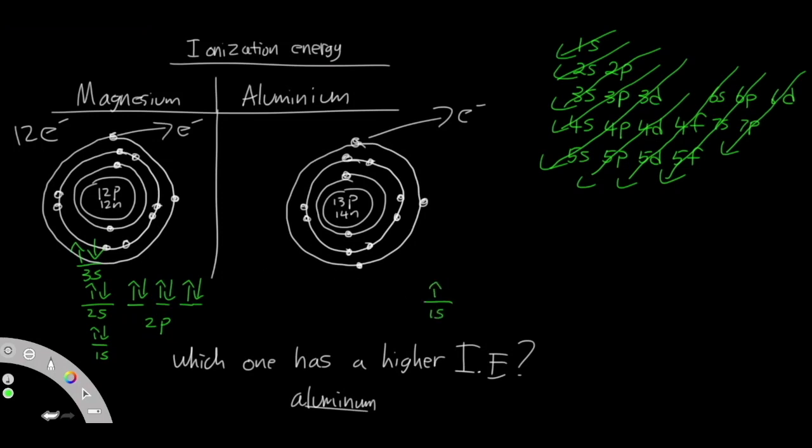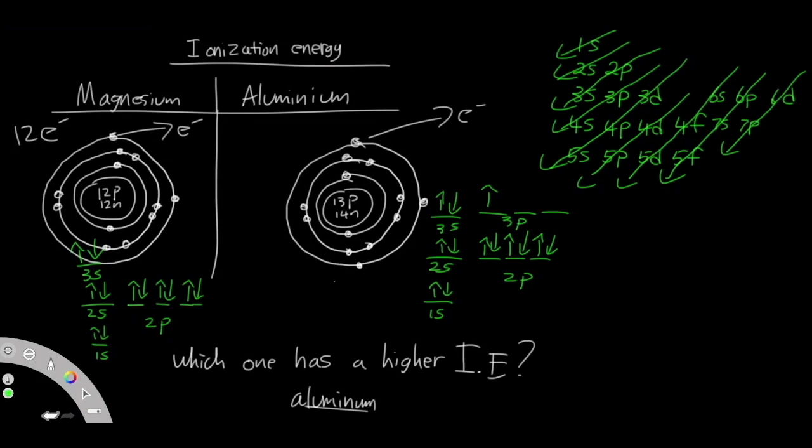1s. Let's just draw them out first. 2s, 2p, and 3s. Okay, so we got 1 electron, 1, 2, 3, 4, 5, 6, 7, 8, 9, 10, 11, 12. Now we're going to do a 3p as well. 13. All right.